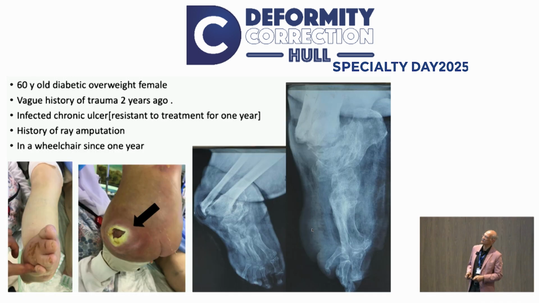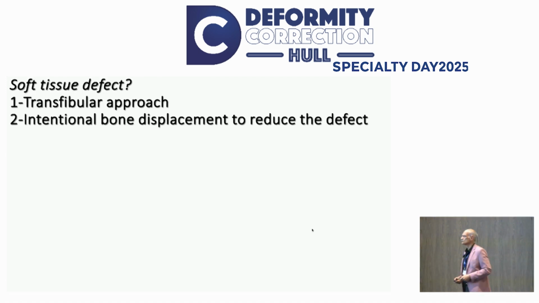Affected by a chronic ulcer, with a history of one-ray amputation, in a wheelchair. She had all the requirements for amputation. What do we do? What to do with the soft tissue defect, because the plastic surgeon refused to do anything? I will tell you how to deal with the soft tissue defect. We use the transfibular approach, and we do intentional bone displacement to reduce the defect.